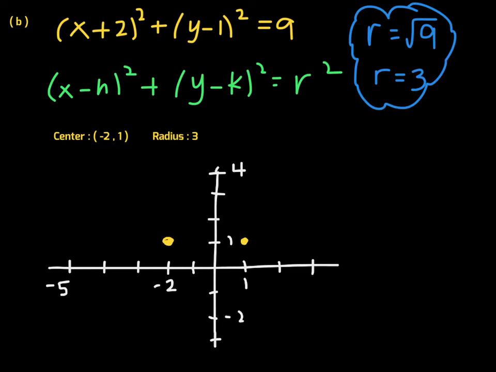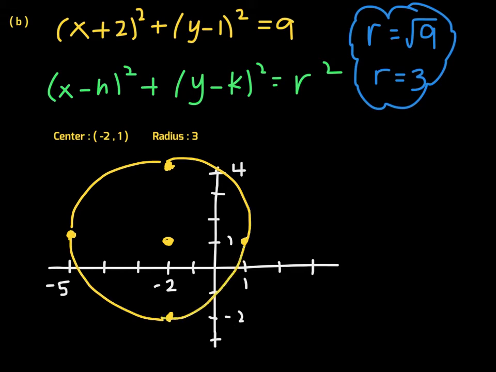When I go 3 units to the left of the center, I end up at (-5, 1). That point's also on my circle. When I go up 3 units from the center, I end up at (-2, 4). When I go down 3 units from the center, I end up at (-2, -2). Okay? And hopefully this looks like a circle, okay? Of course, we're doing this by hand, so we're going to be very forgiving of our circles, but that would be what the circle will look like.